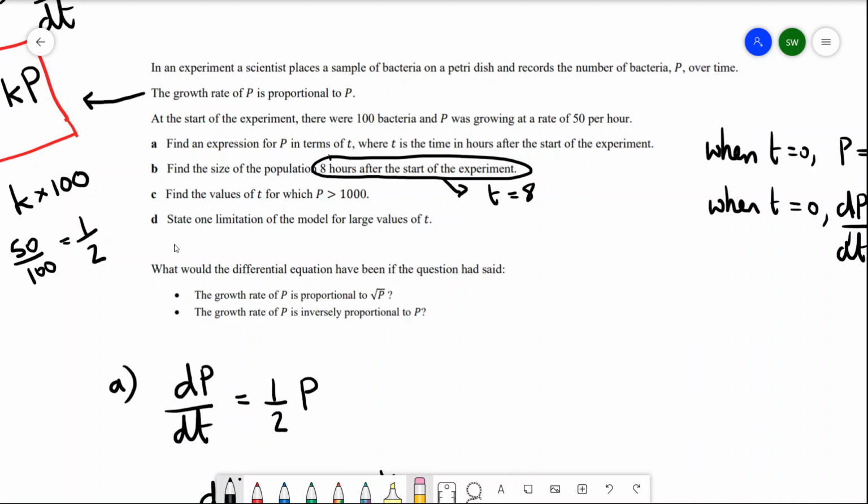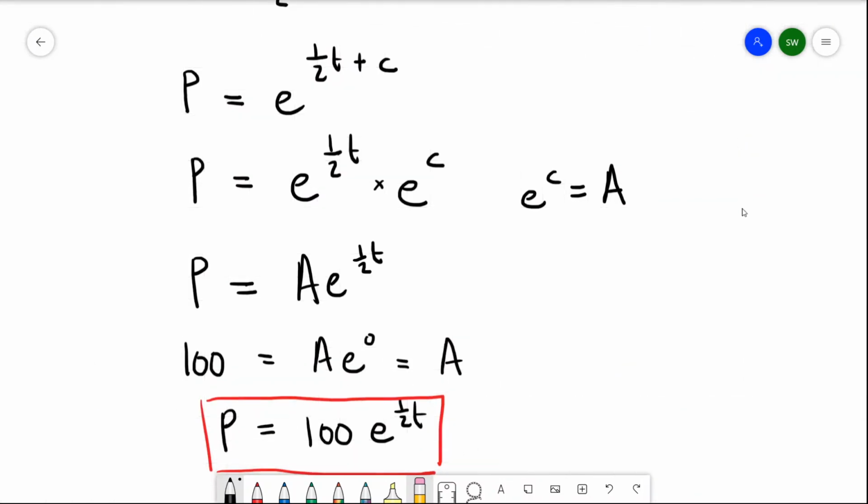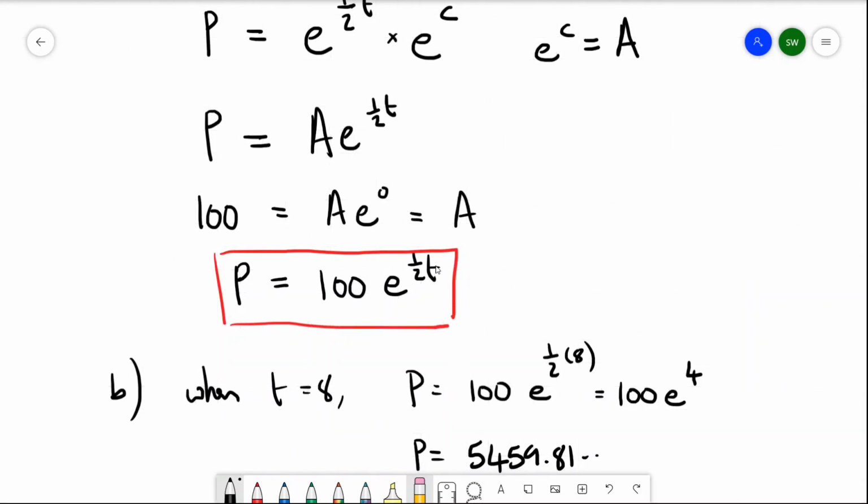And then for D, state one limitation of the model for large values of t. Well, if we look at our expression for p, if you put in a large value of t, it's going to get larger. And if you think about what the context of the question was, we were growing bacteria in a petri dish. A petri dish only has a certain amount of food or a certain amount of space, so it doesn't make sense that as t goes to infinity, the population of the bacteria is going to go to infinity. So all you need to do is say the petri dish will run out of space, so p won't get infinitely large.